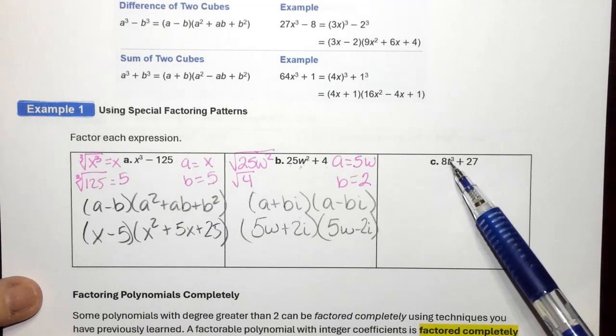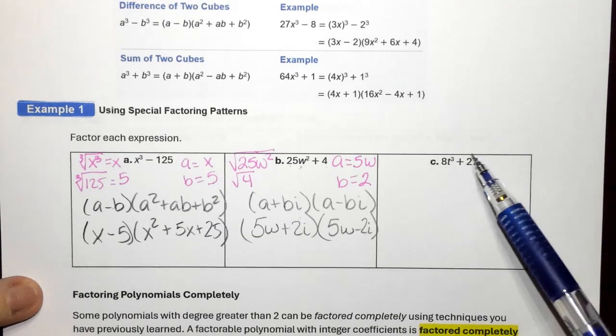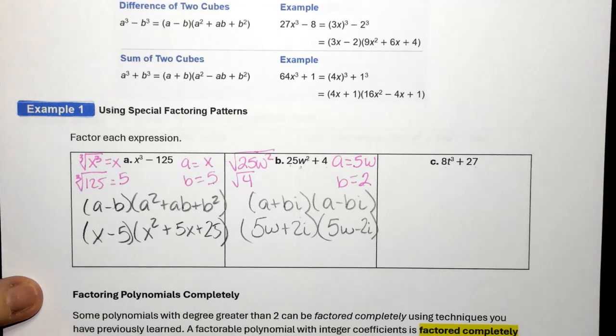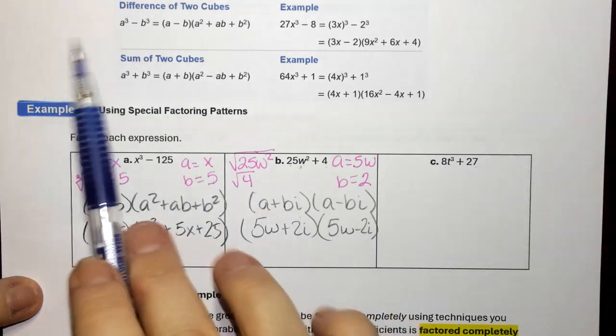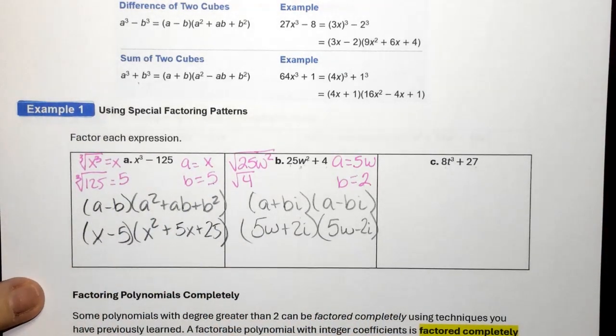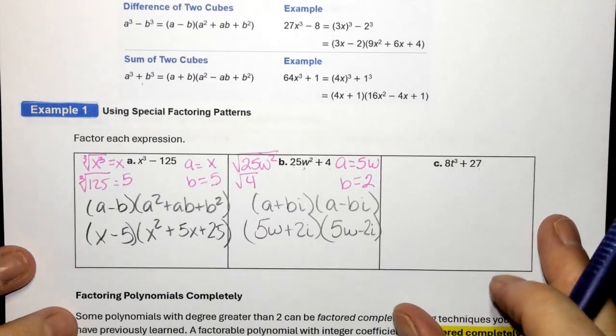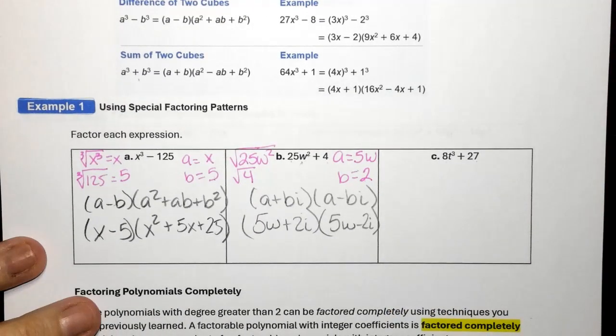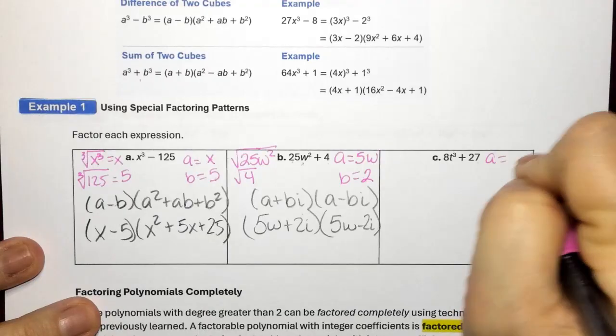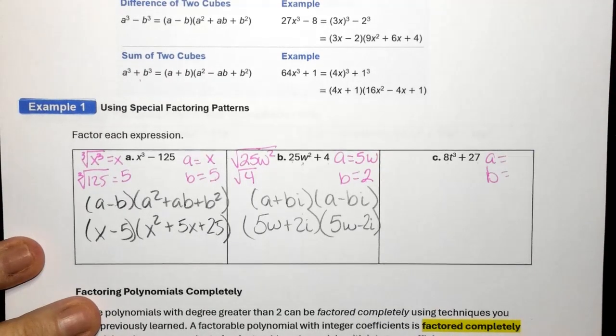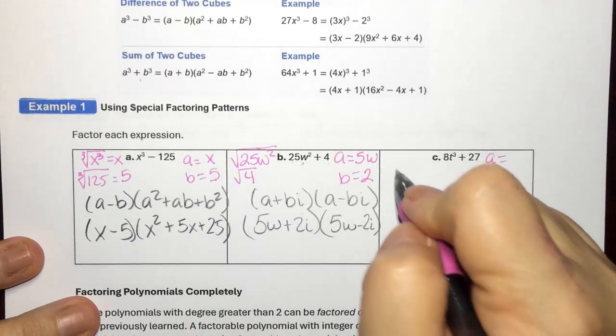This is a cube. I can find the cube root of 8. I can find the cube root of 27. There's a plus sign in the middle, so that means we're doing the sum of 2 cubes. So again, I need to know what is my a value, what is my b value. How do I find that out? I'm going to take the cube root.